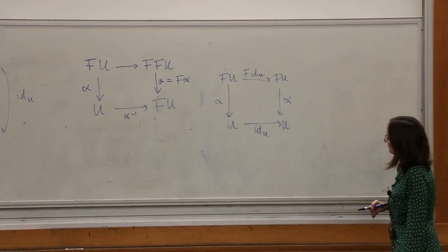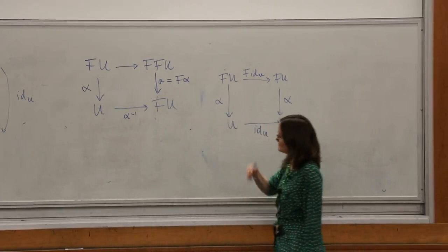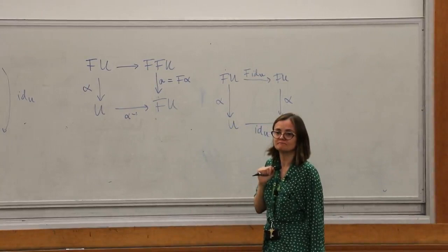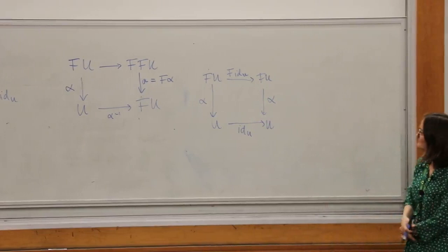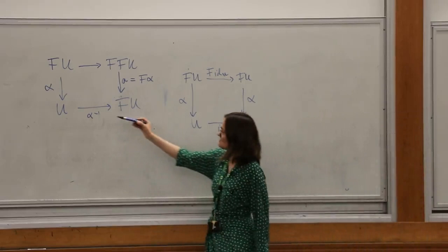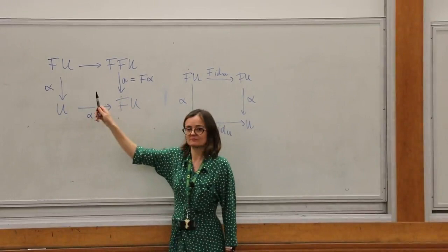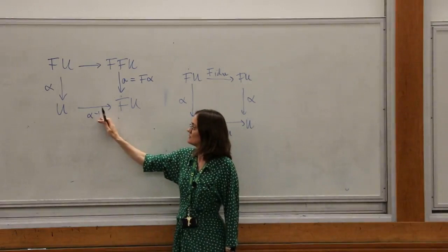So now, how can I recover this map by using this diagram and the diagram for alpha? Ideas? So I have this map, right? This diagram for alpha minus 1. I take a different color. So I have this definition diagram. This is how I defined alpha minus 1. So what can I do here?